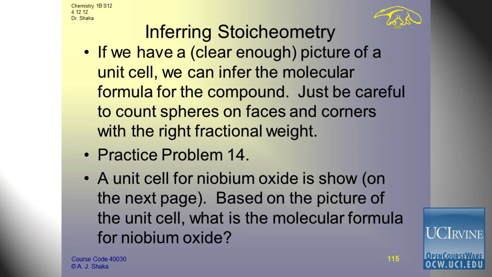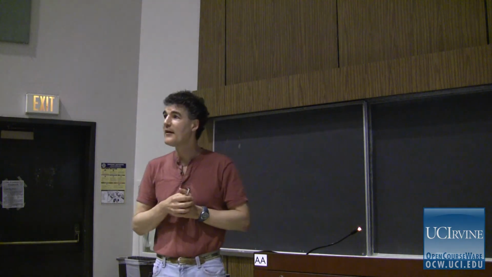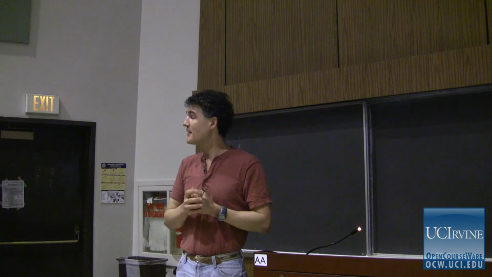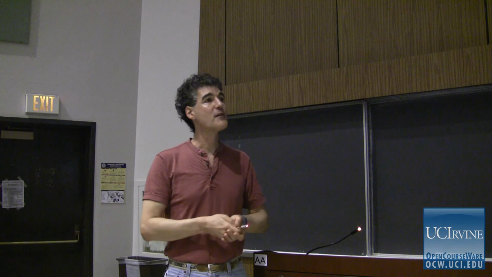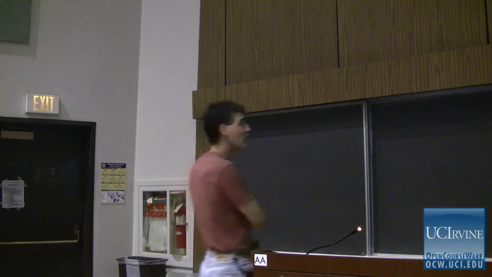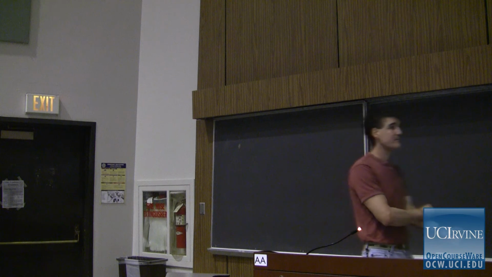The unit cell for niobium oxide. I'm deliberately leaving off the oxidation state of the niobium, which can have several oxidation states, because if I gave you the oxidation state of the niobium, I'd be giving you the answer to the problem. Therefore, this nomenclature is not right. I should give the oxidation state. I should say niobium 3 oxide, for example, if that's what it is. Based on the picture of the unit cell, what's the molecular formula for niobium oxide?